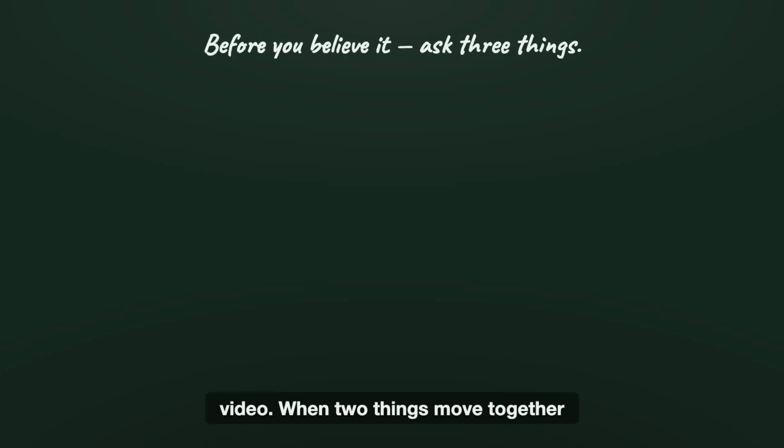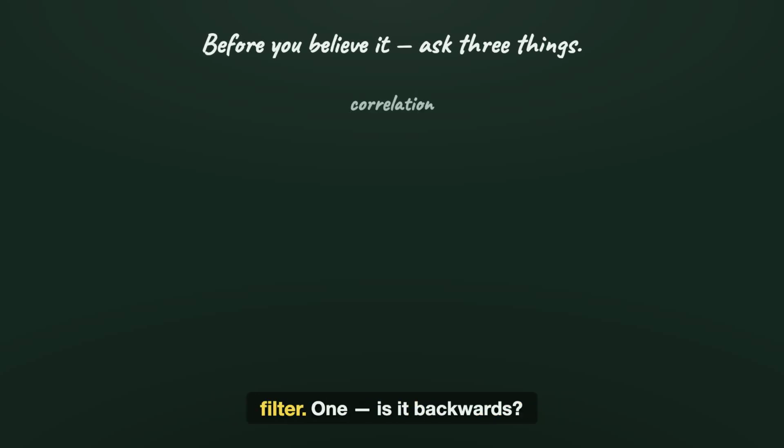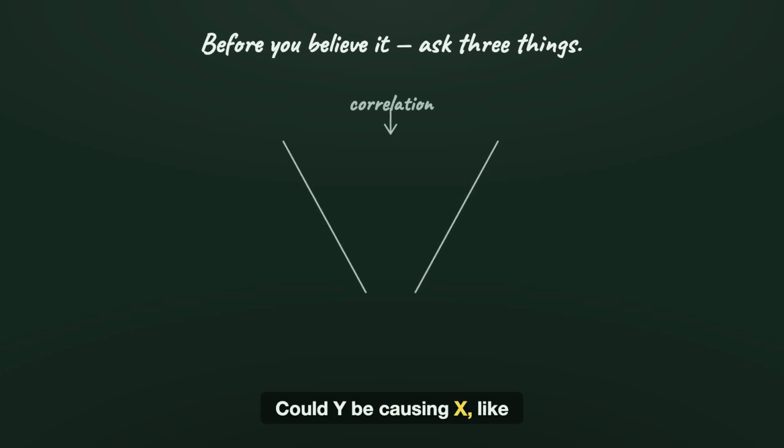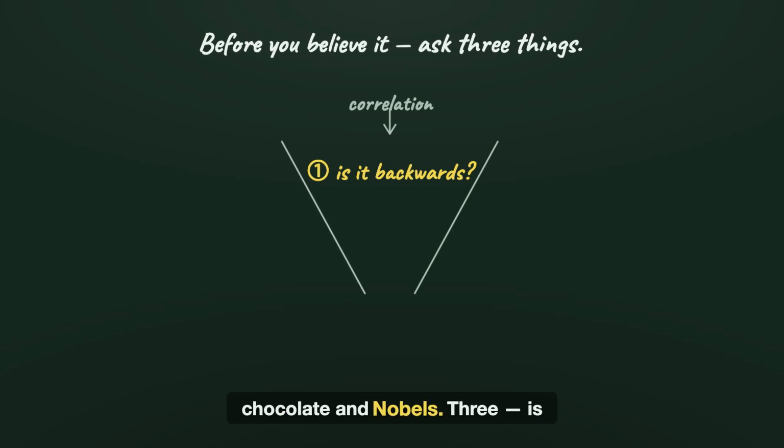So here's the thing I want you to carry out of this video. When two things move together in the data, before you believe this is the cause, ask 3 questions. I'll call it the 3-question filter. 1. Is it backwards? Could Y be causing X, like police and crime? 2. Is there a hidden Z moving both, like phones and math scores, like chocolate and Nobels?